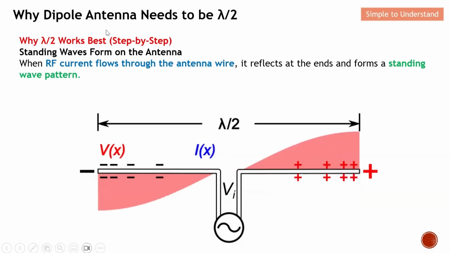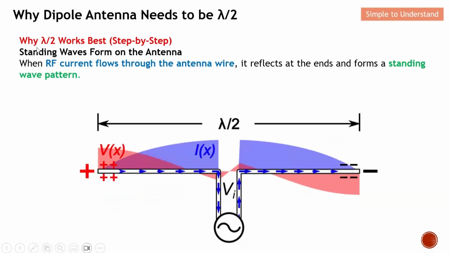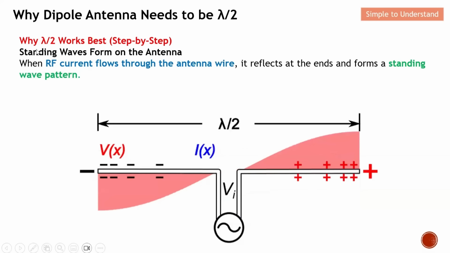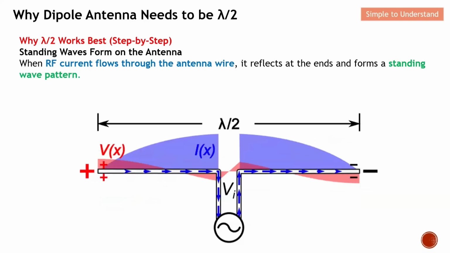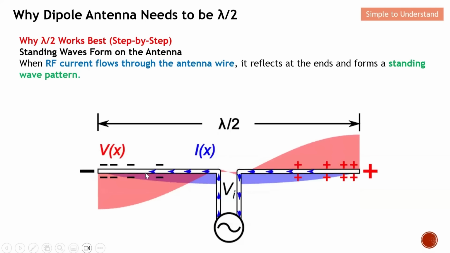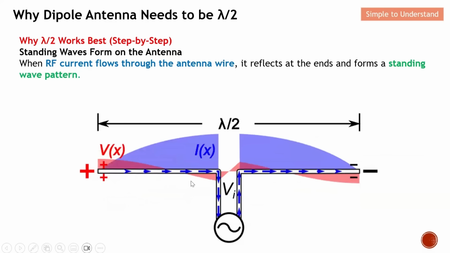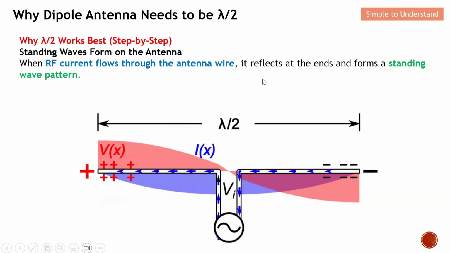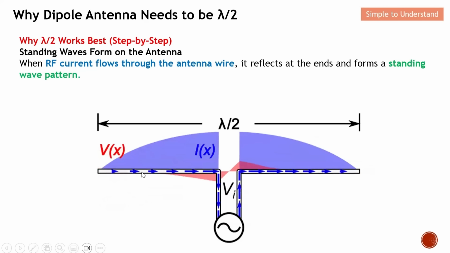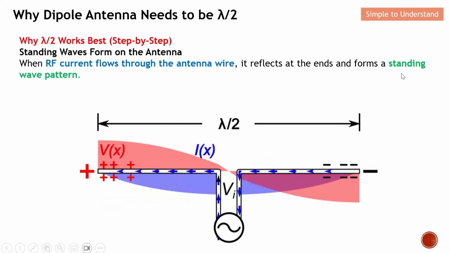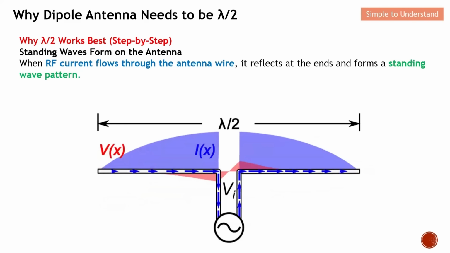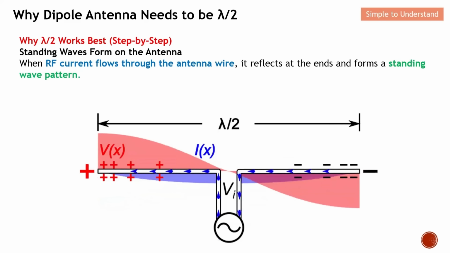Earlier on, I mentioned that when dipole antenna is around half of wavelength, basically they generate standing wave. So how do they actually generate this standing wave? When RF current flows through the antenna wire, as you can see that in blue is the current flowing along the antenna wire, it actually reflects at the end. Basically you can see that they reflect at the end of the dipole antenna. This actually forms a standing wave pattern. So on my next slide, I'm going to explain why it is so crucial for us to have a standing wave pattern.